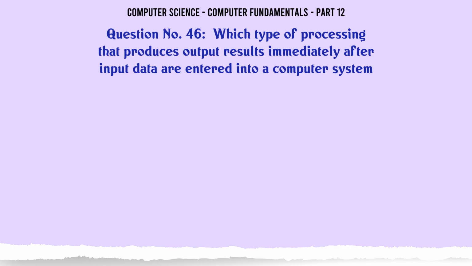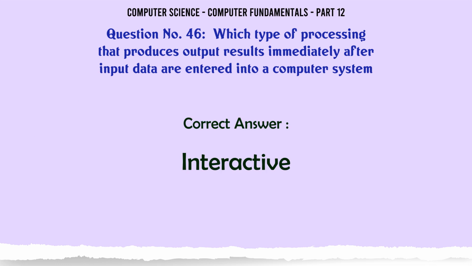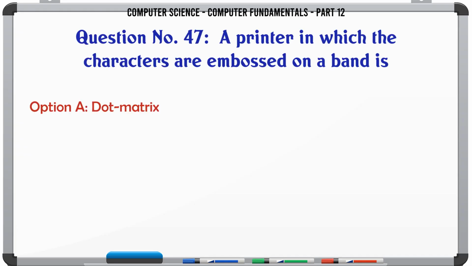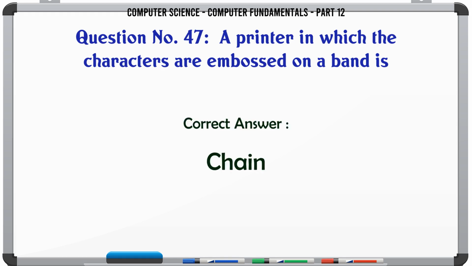Which type of processing produces output results immediately after input data are entered into a computer system? A. Time sharing, B. Interactive, C. Batch processing, D. Real-time processing. The correct answer is interactive. A printer in which the characters are embossed on a band is A. Dot matrix, B. Laser, C. Golf ball, D. Chain. The correct answer is chain.